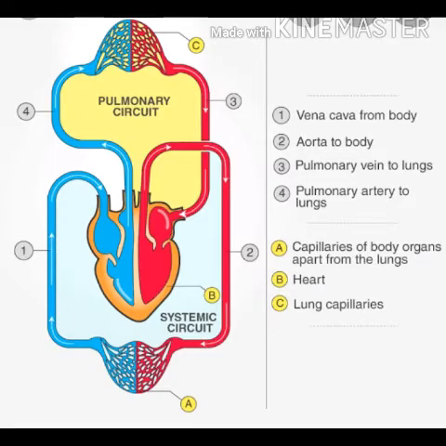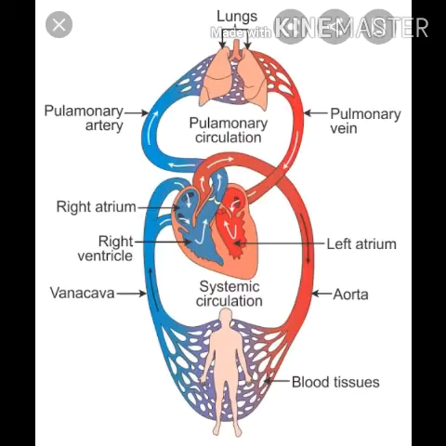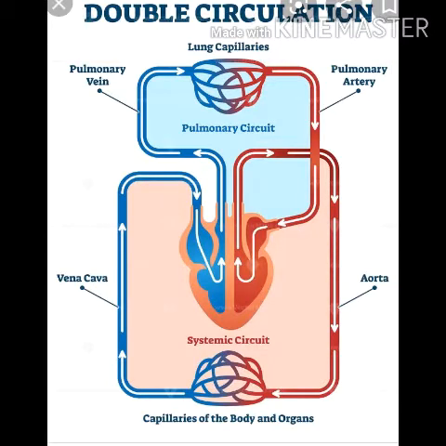So today we will start with the explanation of the process of double circulation in the heart. Circulation in which blood flows to the heart twice along two separate pathways is called double circulation. In humans it includes pulmonary circulation and systemic circulation.